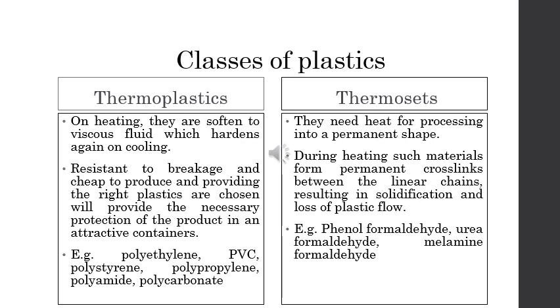Now the next class is the thermoset plastics. They need heat for processing into a permanent shape. During heating, these materials form permanent crosslinks between the linear chains, which results in solidification and loss of plastic flow, because of which they are converted into a permanent shape. Examples of this plastic include phenol formaldehyde, urea formaldehyde, and melamine formaldehyde.